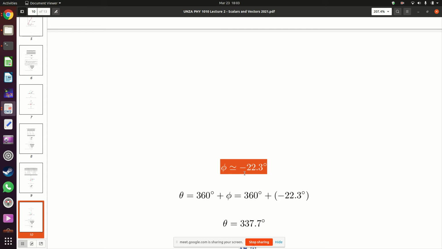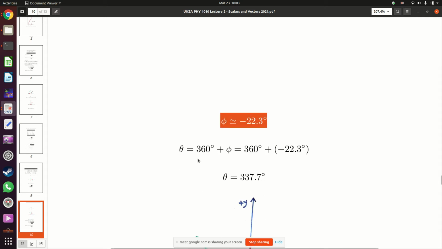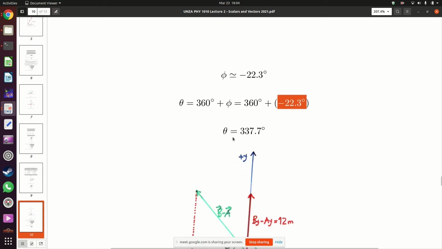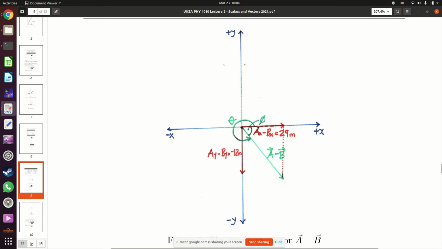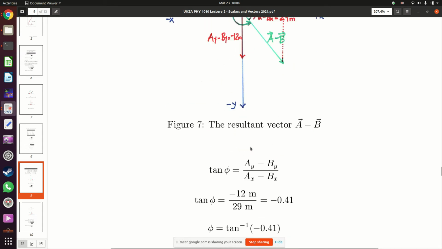Okay. So how do we get our theta? Our theta is equal to 360 degrees plus phi. That is equal to 360 degrees plus minus 22.3 degrees, and you end up with a theta which is equal to 337.7 degrees. So from the positive x-axis, for you to reach this a minus b, you go 90, 180, 270, then it's 337 degrees. That's how we get this position here. Is that clear?